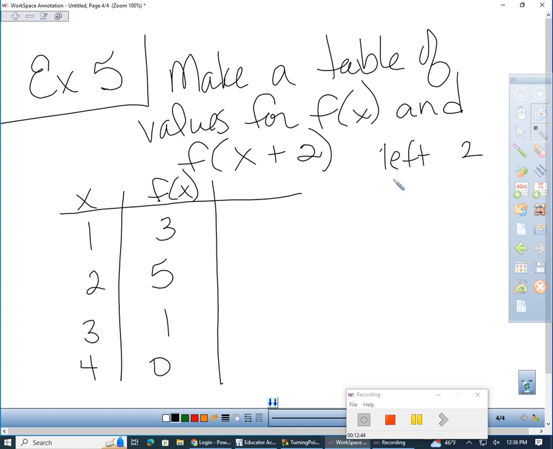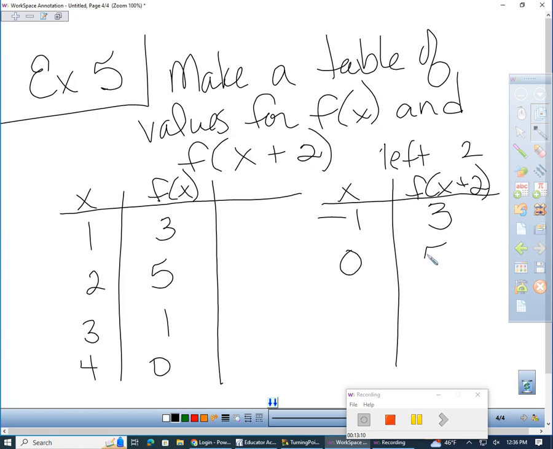The x value. So in our new table, we have x and we have f of x plus 2. We are moving our x value left 2. So I'm going to move 1 left 2 to negative 1. The 3 stays the same. If I have 2 and I move that left 2, where is that one going? 0. And the right one stays the same. 3, if I move that one left 2, I get 1. The y stays the same. And 4, if I move that left 2, and 0 stays the same.